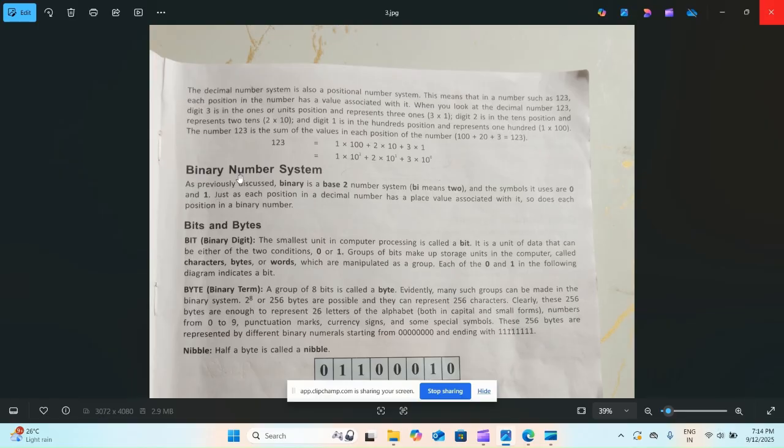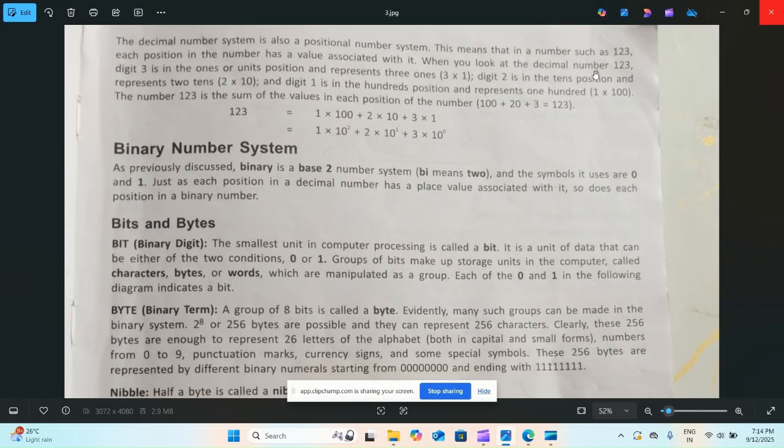Now the binary number system, as I previously discussed, is base 2. What do you mean by base 2? Base 2 means it has only two digits. Whatever the base is, that many symbols that particular number system will use. So the symbols it uses are 0 and 1, just as each position in a decimal number has a place value associated with it. The same is true in the binary number system.